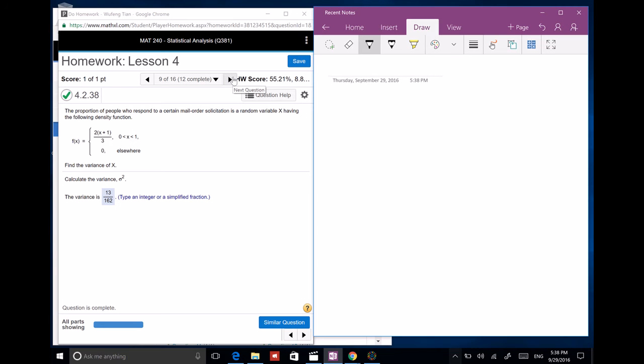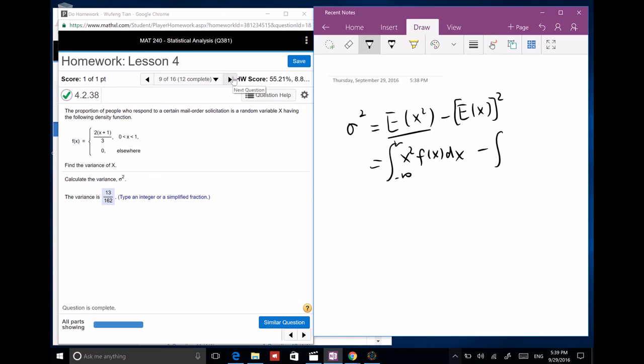Okay, this is the variance. The variance for a continuous function is sigma squared, which is E of x squared minus E of x, squared. For this one, it's a continuous function. E of x squared is the integral of x squared f of x dx, minus the integral of x times f of x dx. This is E of x. Then the whole thing squared. Okay, this is squared.